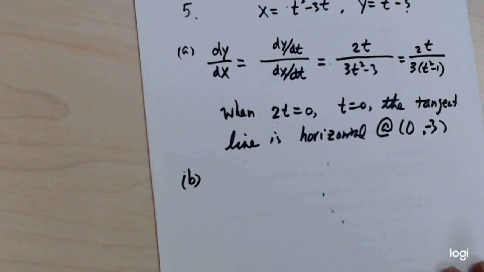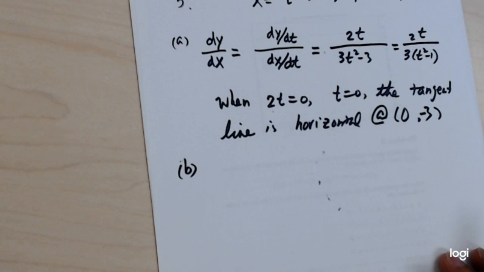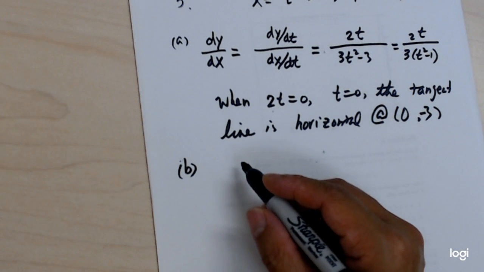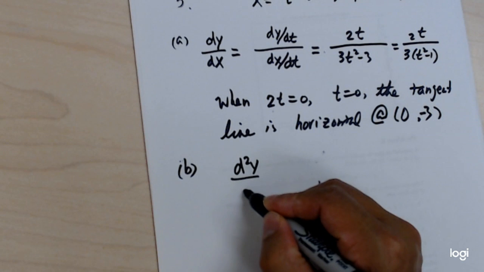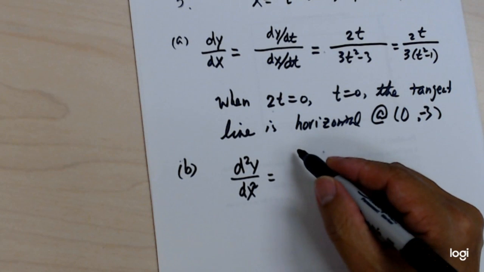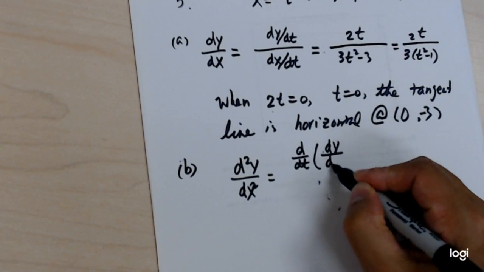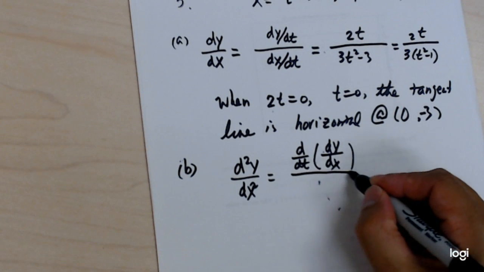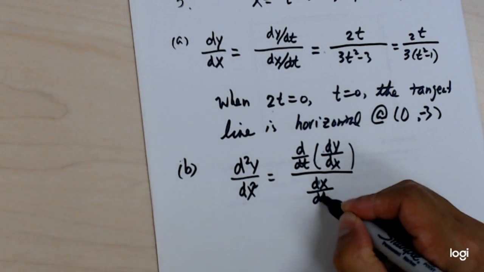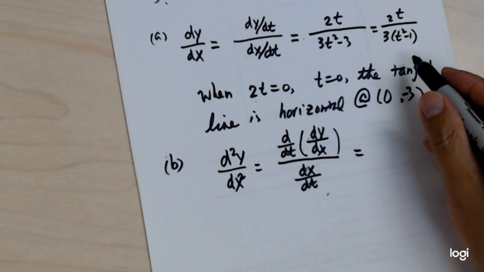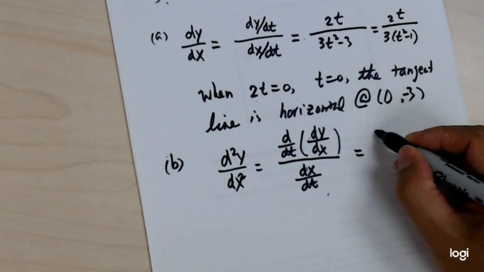So that's the actual point on the curve. Part B is asking whether the curve is concave up or concave down when t is between -1 and 1. So here's what I will do. I have to calculate the second derivative, which, if you recall, means you differentiate the first order derivative that you already calculated, and divide by dx/dt on the denominator. You're supposed to differentiate this one with the quotient rule. I'm going to do it right down here.